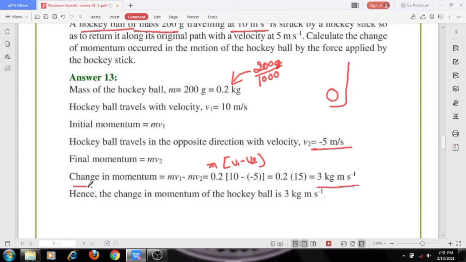So what is the change in momentum? The change in momentum is equal to 3 kg meter per second. Hence the change in momentum of the hockey ball is 3 kg meter per second. Clear? So now shall we move to the next one?